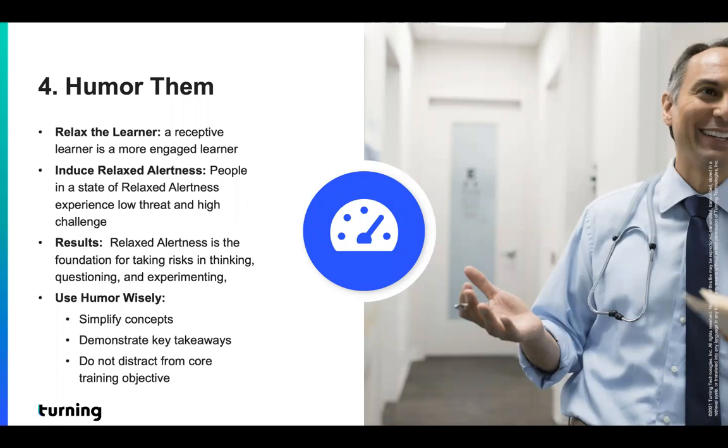So relaxed alertness occurs after you have relaxed a learner to create a more receptive learner. And relaxed alertness is where a learner can actually start to experience a low threat, but they're open to the high challenge. So what happens when a learner is in a relaxed alert state? It means that they have that foundation for taking the risks and thinking, questioning, and experimenting, which is exactly where you want your learners to be.